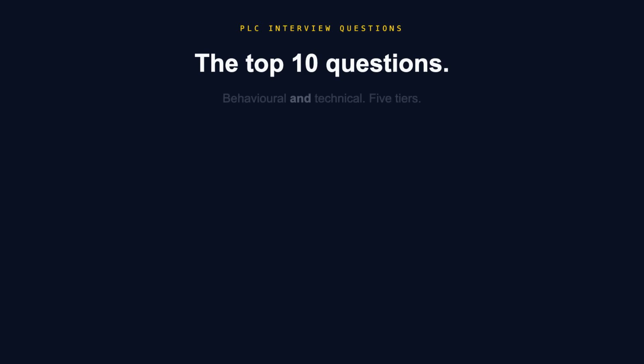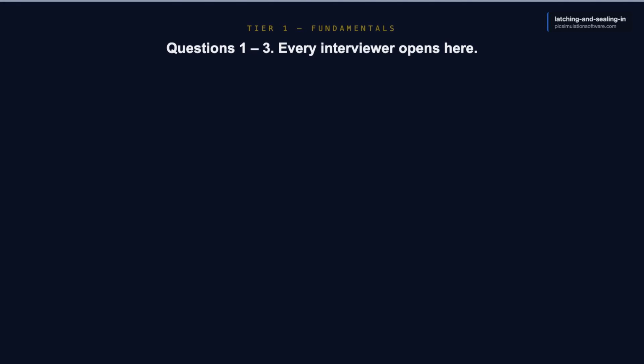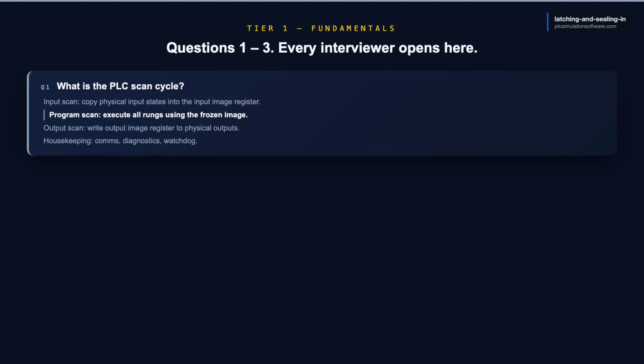PLC interview questions you will actually get. 10 of them, grouped by tier, with the answer format hiring managers want. Different interviewers ask in different orders, but the topics overlap heavily. If you can answer all 10 cleanly, the technical prep gap closes for most controls roles. Fundamentals, instructions, protocols, safety, experience, plus the vendor-specific bonus questions almost every hiring manager throws in.